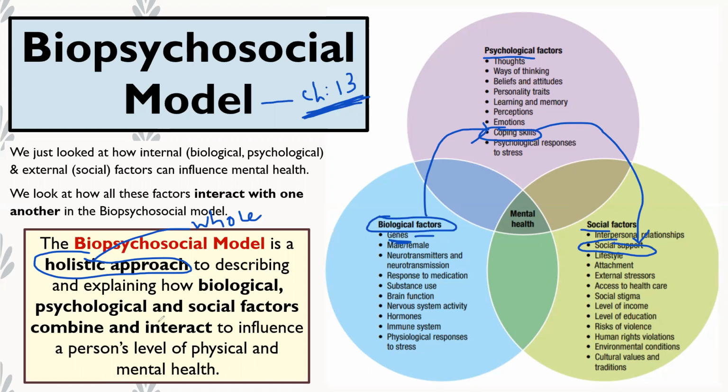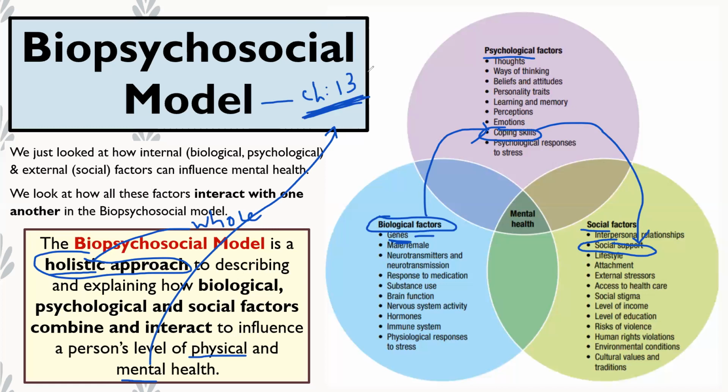So that's why the biopsychosocial model is a holistic approach, okay? It looks at how biological, psychological, and social factors combine and interact to influence a person's mental health. And we can even apply the biopsychosocial model to physical disorders as well, but we don't really do that because we don't study many physical disorders, okay? But we will be studying the mental disorder of specific phobia in chapter 13, and we will be applying this model again to that disorder. Okay, so that's the biopsychosocial model for you.